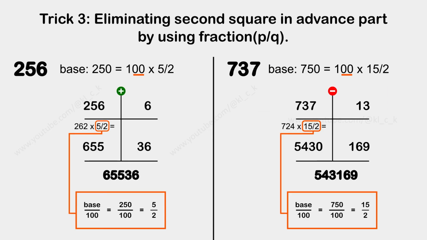Trick 3. Eliminating second square in advanced part by using fraction form. Yes, we don't need to do second square because we are considering 250, 350 and so on as base number and doing calculation accordingly. Here the base multiple will be in fraction form. Always be careful while assigning sign and calculating base fraction to avoid mistakes.